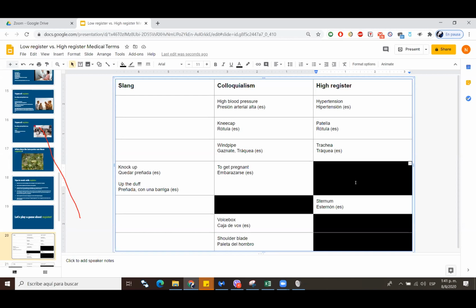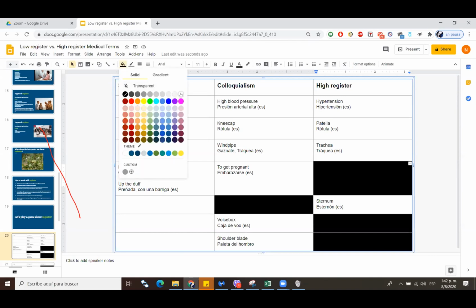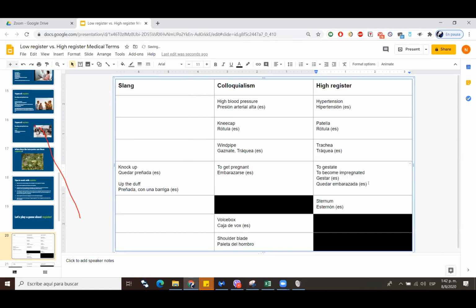So what would be the high register for to get pregnant? Conceive. Conceive is like giving birth? No, it's becoming pregnant. Okay, conceive is to become pregnant. Yes, it can be that. Okay, let's see. To gestate. That makes sense. Yeah, to become impregnated.